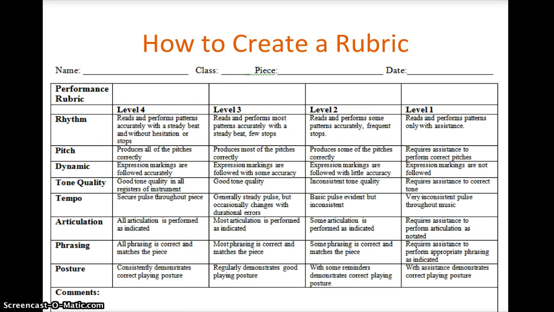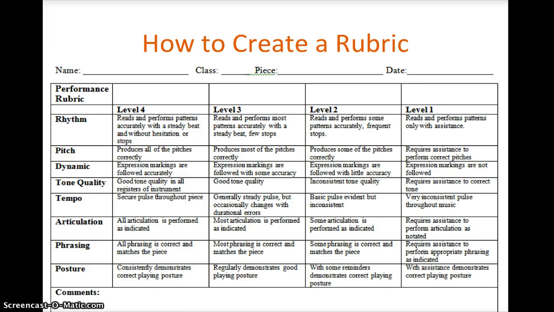So when you think about how to create a rubric, you usually use 4 different levels. And level 4 is usually the highest level, the exemplary level. Level 3 is usually acceptable. Level 2 is working toward acceptable. And level 1 is typically unacceptable.